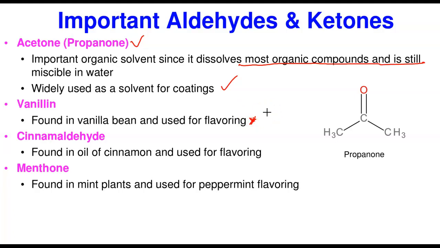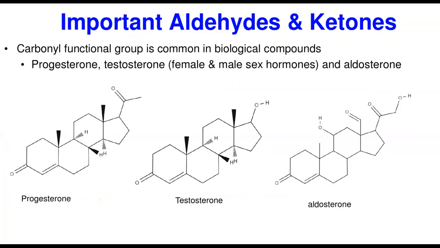Cinnamaldehyde is found in the oil of cinnamon and is used for cinnamon flavoring in food and snacks. Menthone is another important one that is found in the mint plant and used in peppermint flavoring. The common peppermint flavoring you get in candies, and even used in cooking, is menthone, an aldehyde that you get from the mint plant.